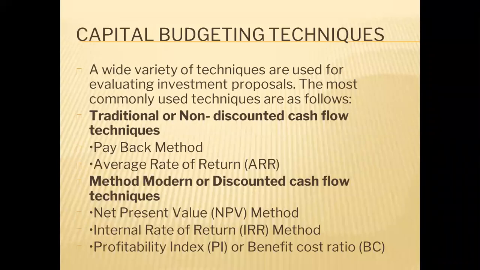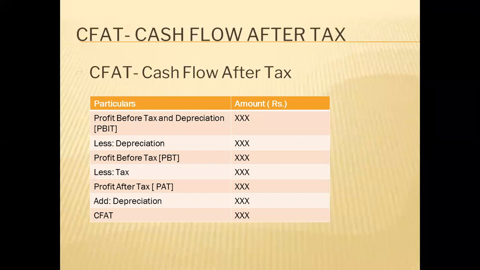So today we will understand how to calculate the cash flow after tax. In the last class, we understood the formula, or rather the method, for calculating the cash flow after tax. How were we calculating it? Profit before tax and depreciation, less depreciation, you will get the profit before tax. Less tax, you will get the profit after tax. Then again add back the depreciation, you will get the CFAT.